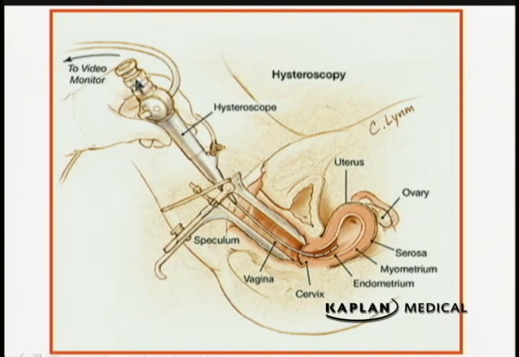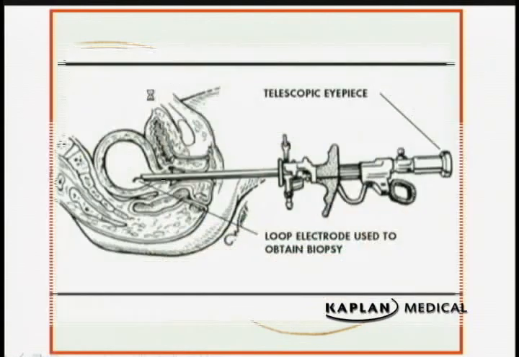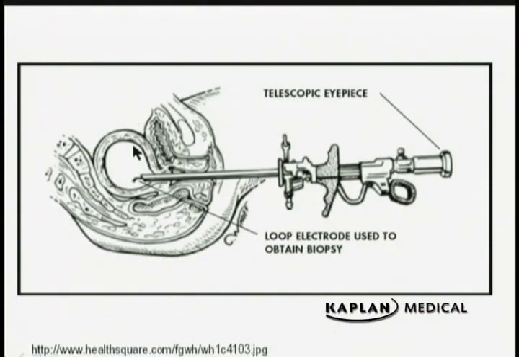Hysteroscopy. You can see how the uterine cavity is distended with a dextran, and then you can use a loop electrode to obtain a biopsy or to resect submucous leiomyomas, and I'll show you some video of that later on.